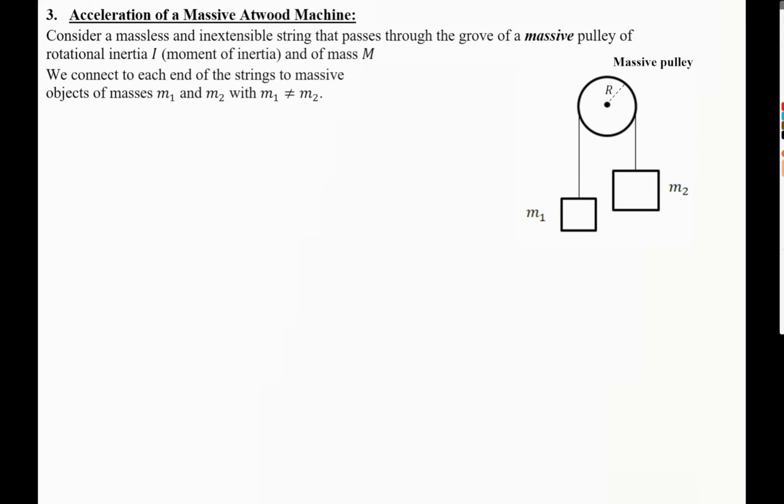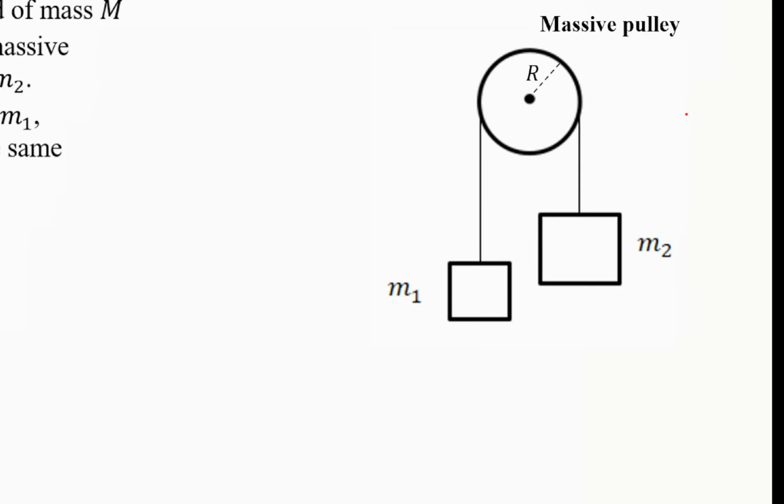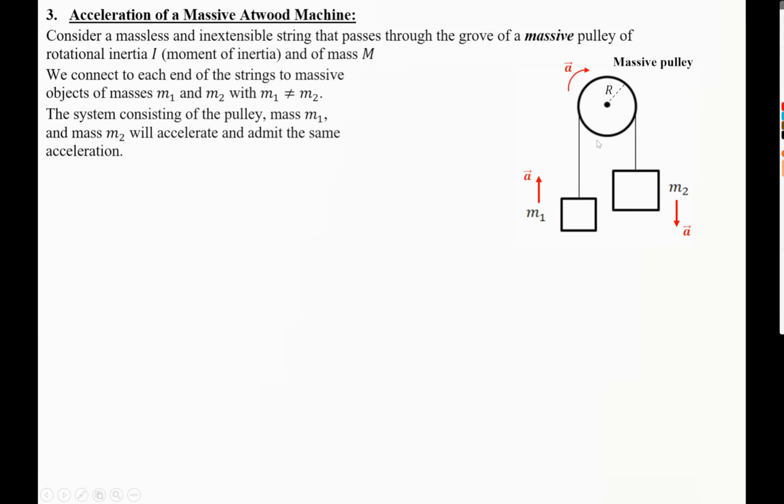That's the system that we have. We connect to each end of the string two massive objects of masses m1 and m2, with m1 different than m2. The system consisting of the pulley, mass m1 and m2 will accelerate and admit the same acceleration. Notice that although if it's going to accelerate, this downward and this upward, the tension here would be different than here, but all three, m1, m2, and the pulley, have the same acceleration, which is a. For this reason it has been denoted by a.